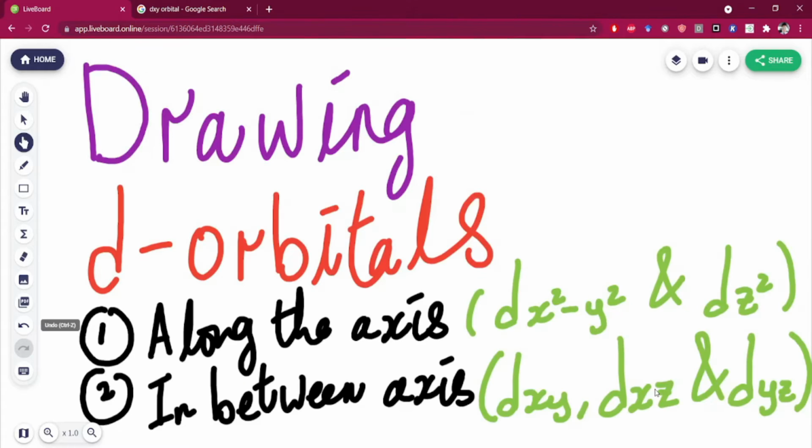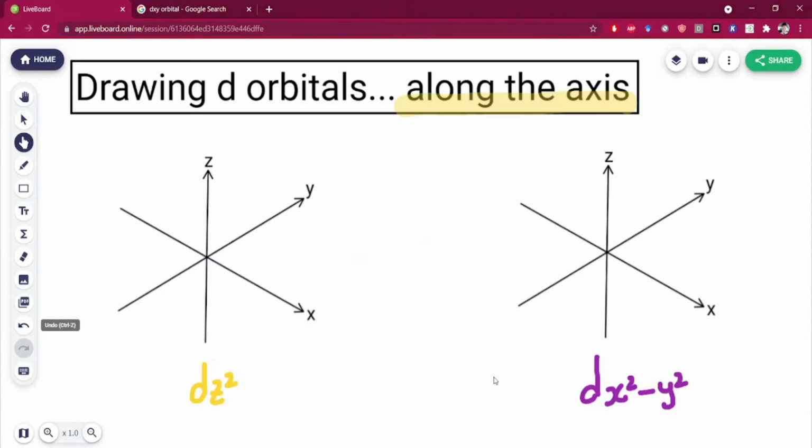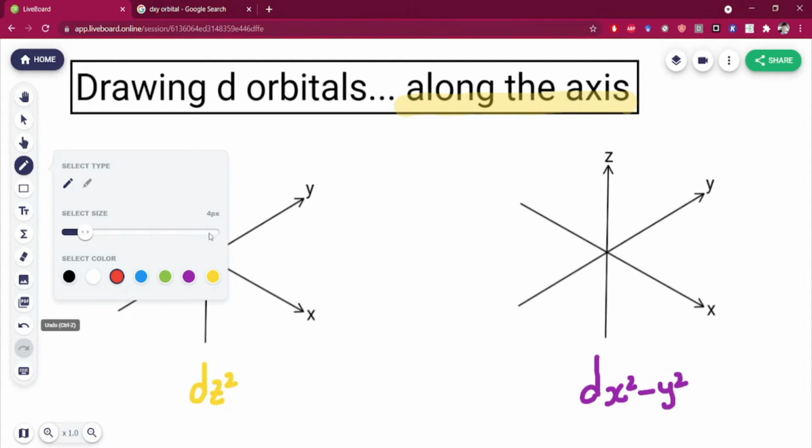If I'm going to go back slightly here, if you look there, that's how you can tell. When you see the to the power of 2 here, those d orbitals will be along the axis, and those without, like xy, xz, yz, will be between the axis. So that's how you're going to be able to tell yourself which one will be along the axis and which one will be in between the axis. It's quite easy.